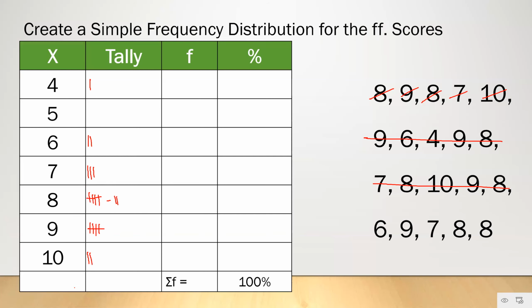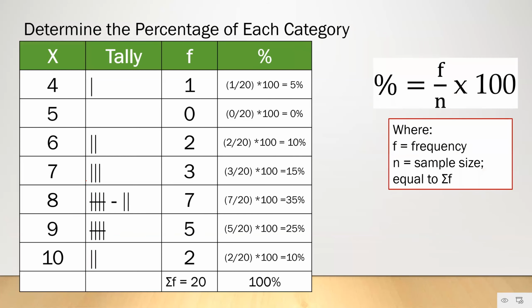Okay. Let me proceed to the next slide for a better presentation. So this is how it's supposed to look like once you have tallied how many times a certain score appeared in the distribution. And the next thing that we do is to convert the tally into frequency. And we do that by simply converting the tally into a numerical value.